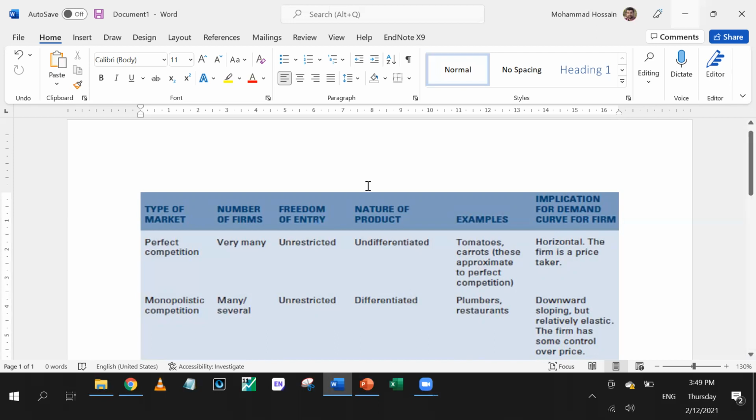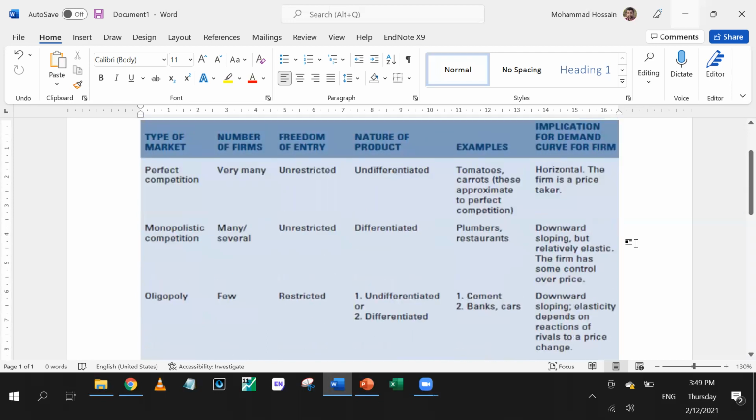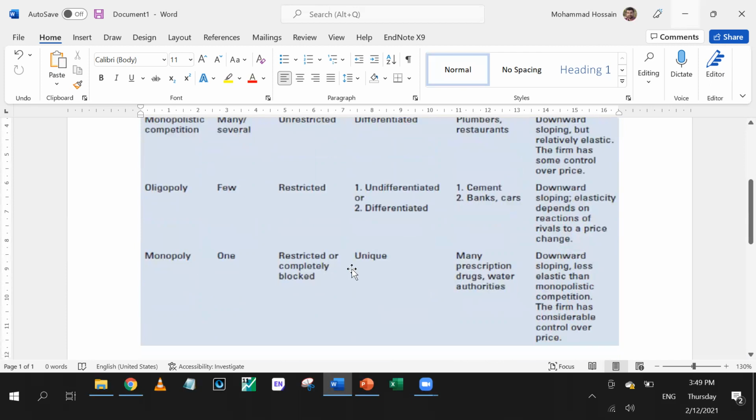This is actually monopoly. Then what else does it have? What type of goods? Differentiated goods. They will be selling a differentiated product. Okay, a unique or differentiated product they will sell. This is a monopoly.